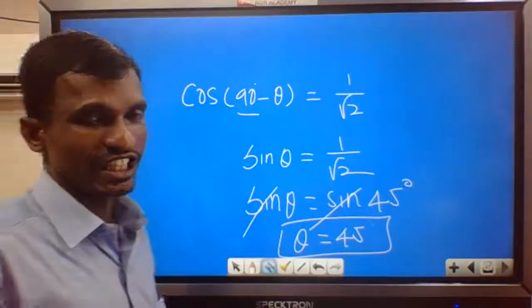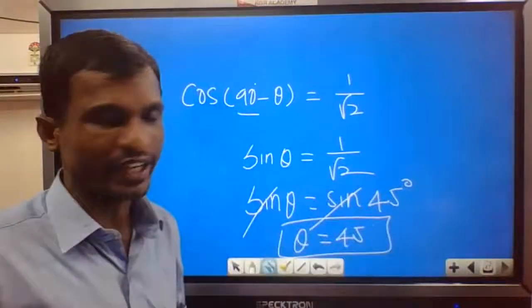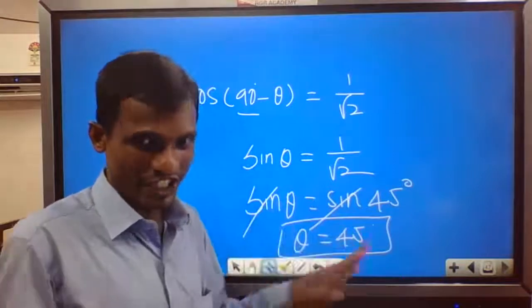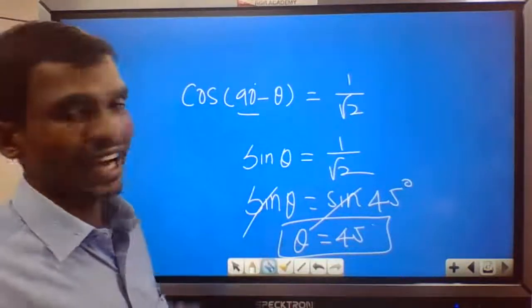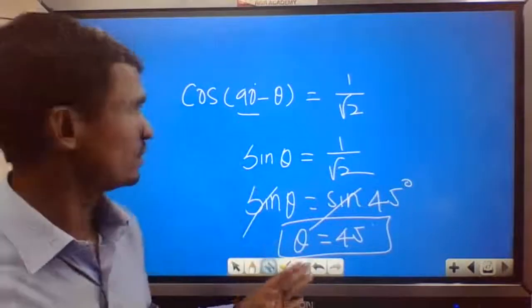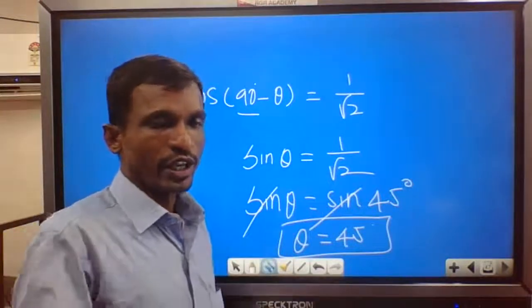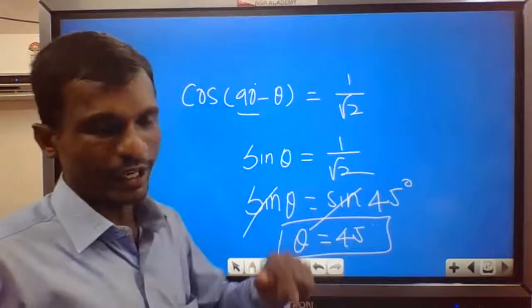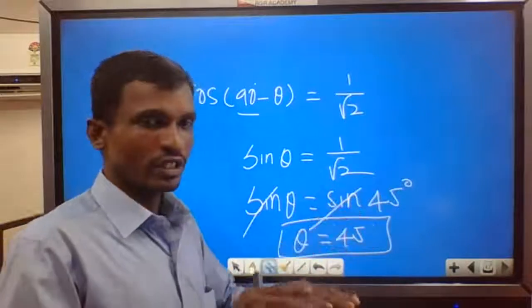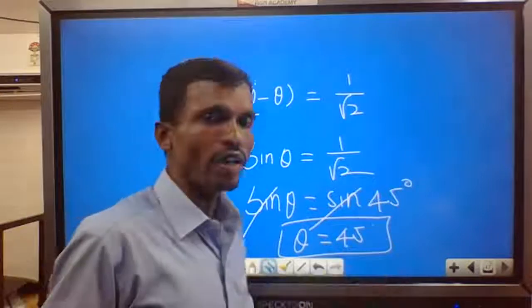Cos of 90 minus theta is what? Sin theta. In the first quadrant all trigonometric functions are positive. But one thing to understand here: 90 is an even multiple, so the function does not change, while an odd multiple would change it. So cos of 90 minus theta is sin theta, therefore sin theta equal to 1 by root 2. In the trigonometry tables, 1 by root 2 in terms of sin is sin 45. So 1 by root 2 equals sin 45. Sin cancels on both sides, theta equal to 45.